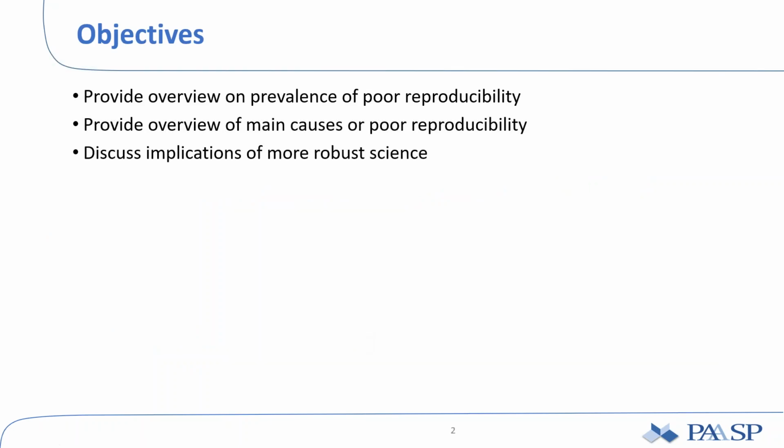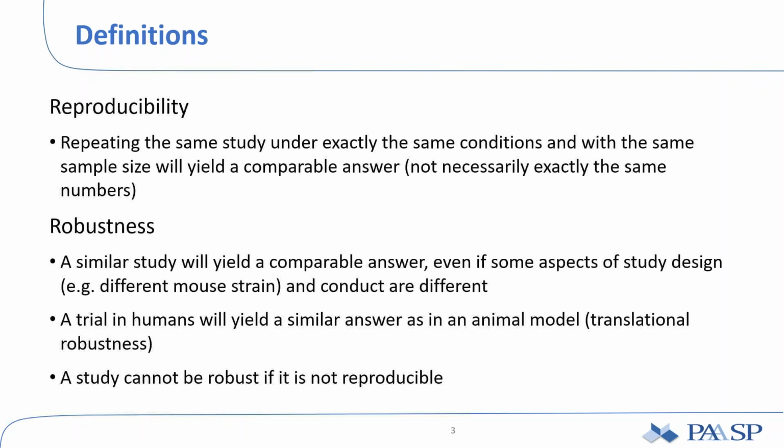Okay. So what do I wish to cover today? By means of introduction, I want to give you an overview on the prevalence of poor reproducibility. The core of the presentation will be to provide an overview of main causes of poor reproducibility with a focus on study design and study conduct. The presentation tomorrow will focus on data analysis and reporting. And at the end today, I will have a short discussion of the implication of more robust science.